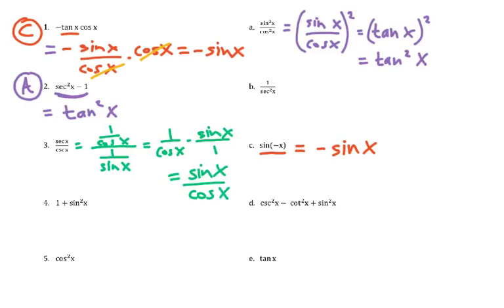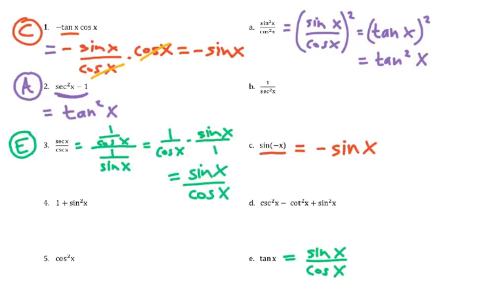And looking at the right-hand column, I don't see a sine over cosine, but I do see a tangent. And tangent via the quotient identity is the same as sine over cosine. Therefore, 3 on the left must match with E on the right.